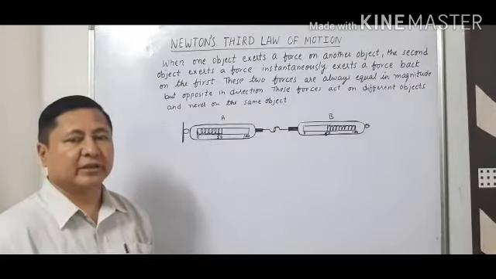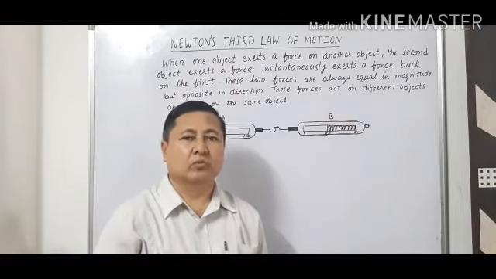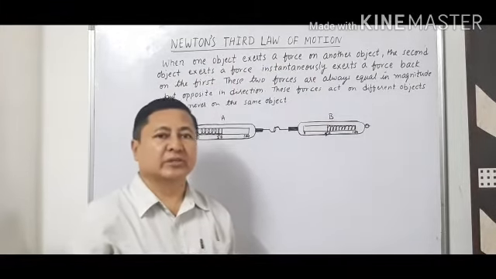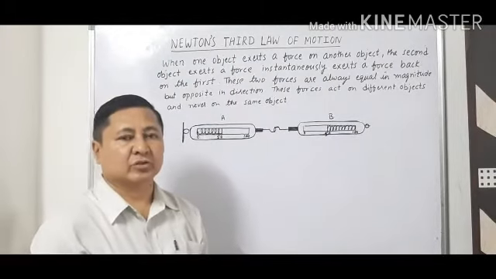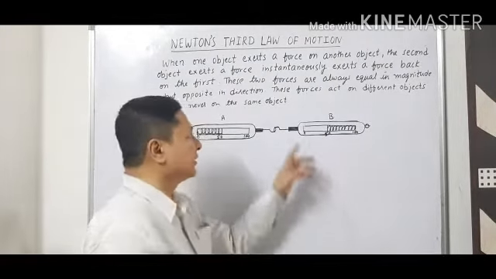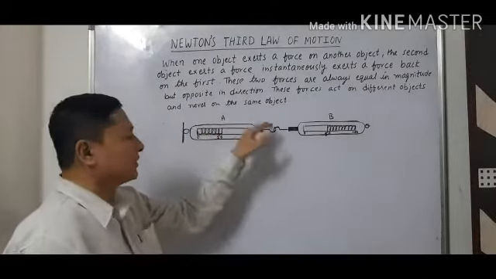For example, when we push the water backward, we are applying a force on the water. Then the water pushes us forward. That means the water pushes the swimmer in the forward direction. So the forces are acting on two different objects, and they are not acting on the same object.